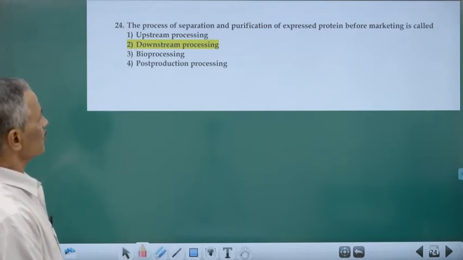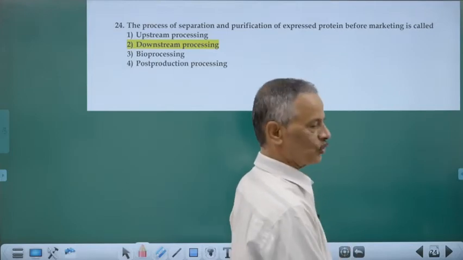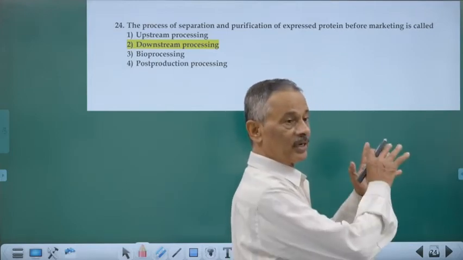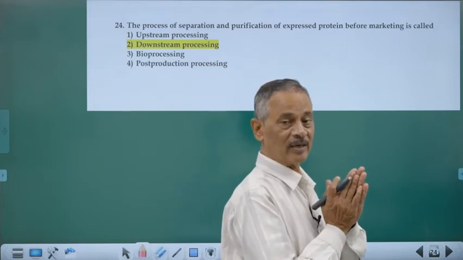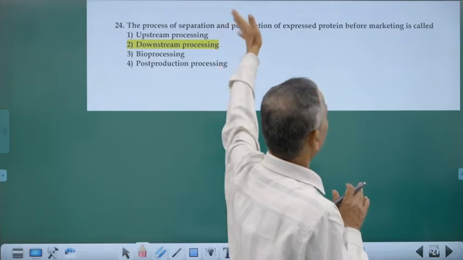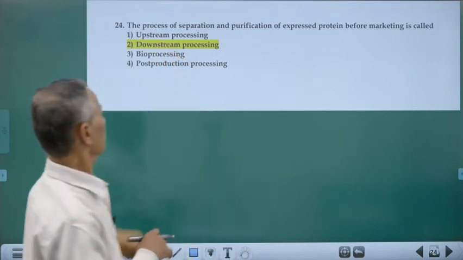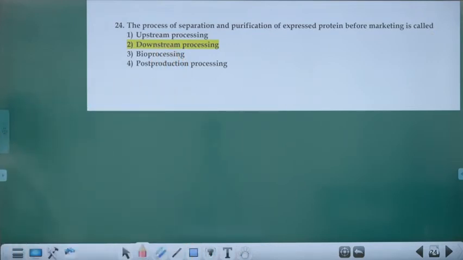The process of separation and purification of expressed protein before marketing. The overall process whereby the expressed protein, that's called recombinant protein, is purified and marketed, is called downstreaming processes. Bioprocessing is processing of living things, their molecules, etc. It is not post-production, but it is downstreaming.